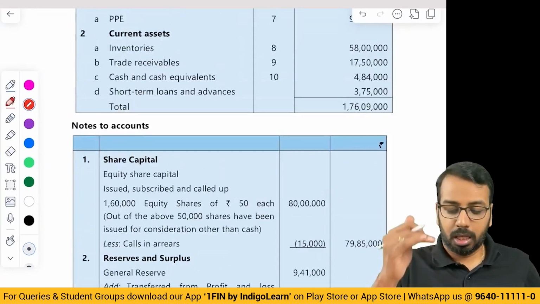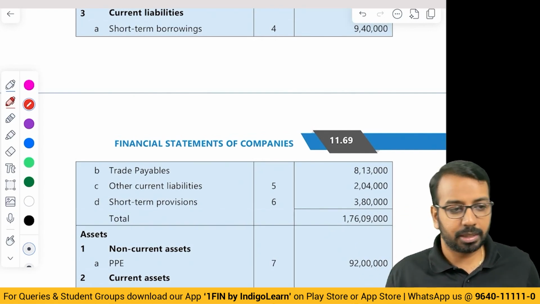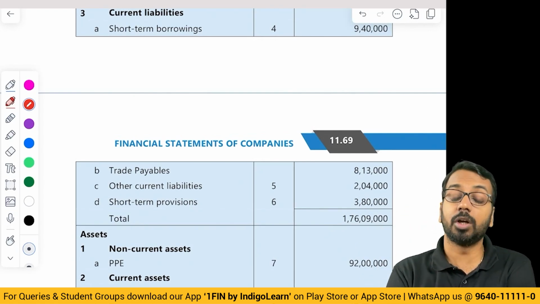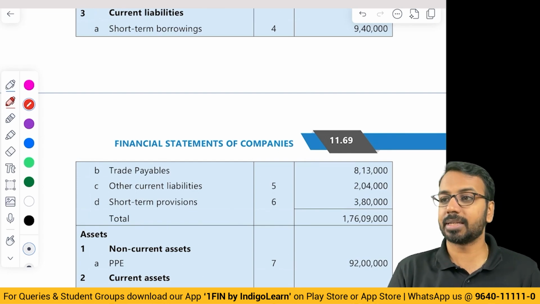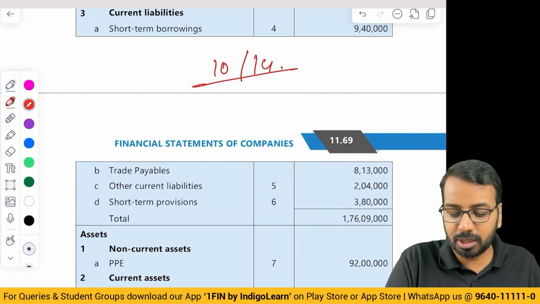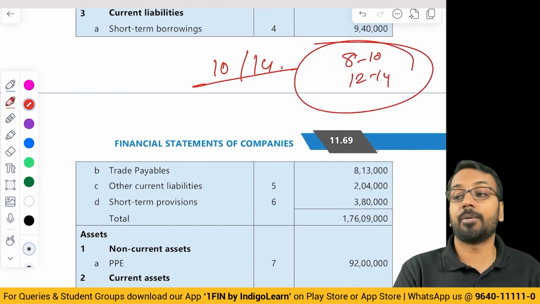Read all the adjustments of the study material. Finish the compiler that has been provided to you. That is more than sufficient. You don't need to worry beyond that as far as this chapter is concerned. But if a question comes, either a 10-mark question or a 14-mark question, 8 to 10 marks, 12 to 14 marks should be our target.